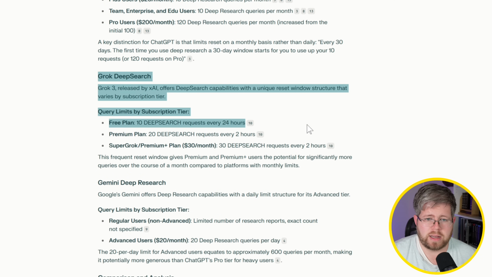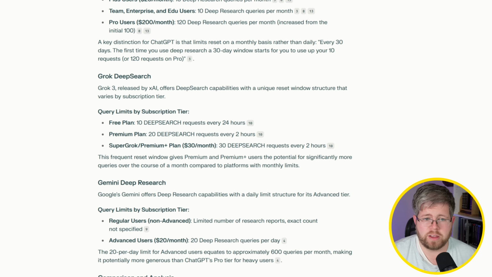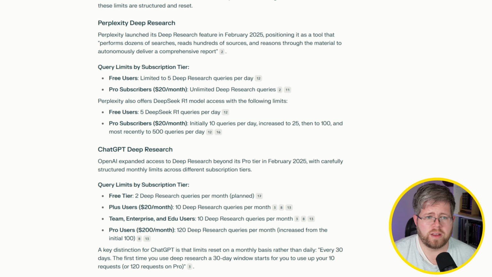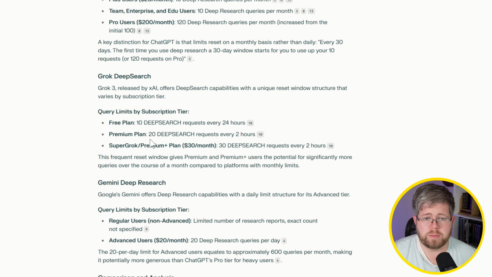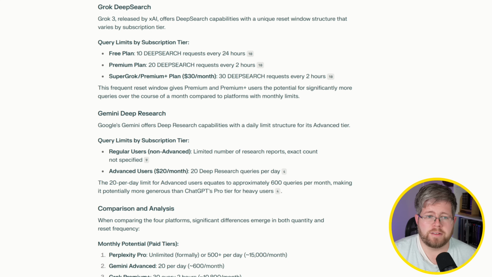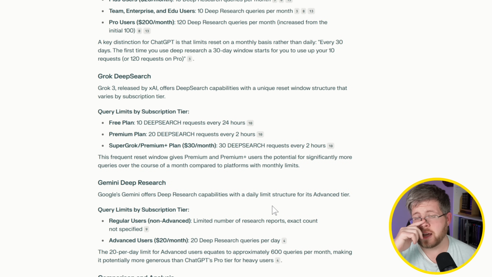Now, Grok also has some limits on it. For the free plan with Grok, you get 10 deep research requests every 24 hours. So a lot more, even a few more than what Perplexity does. For the premium plan, you get 20 deep research requests every 2 hours. So a lot more there. Essentially, that's close to the unlimited amount. It's rare that you're going to need more than 20 deep research sessions in 2 hours. And then if you're a Super Grok or Premium Plus plan, which is a $30 a month plan with Grok/X, you get 30 deep research requests every 2 hours. So that's a lot. Compared to ChatGPT, for example, right up there at the same level of Perplexity, roughly.